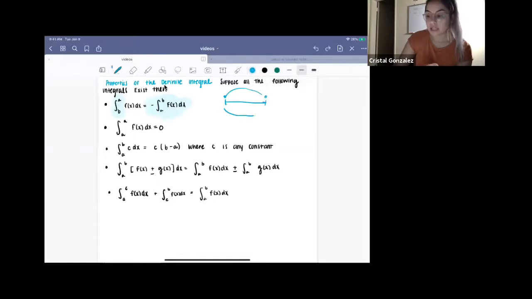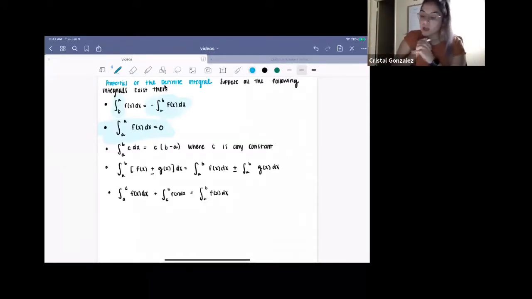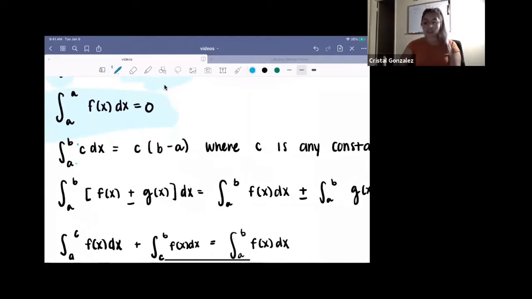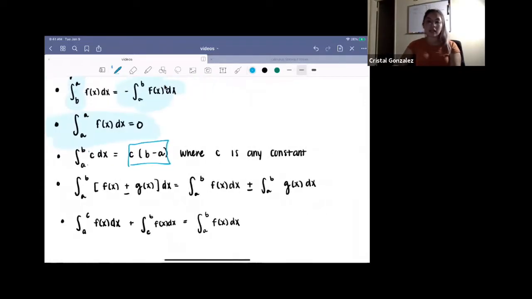And then for that next one, it's just saying that if you have the integral from a to a of f of x dx, then that's just 0, which makes sense because if you're looking at the area under the curve at one spot, you're not going to get an area. There's nothing there. Another thing is that if you have the integral from a to b of c, that's just going to equal c times b minus a, where c is any constant. For this one, I'll actually give you more reasoning in the next section, but for now, just know that this is what it is.